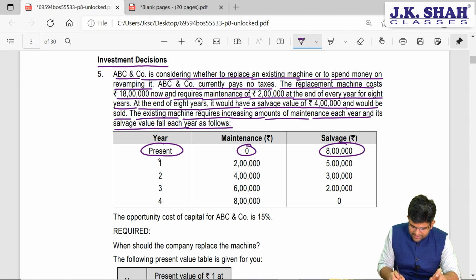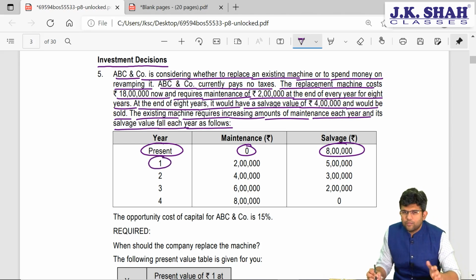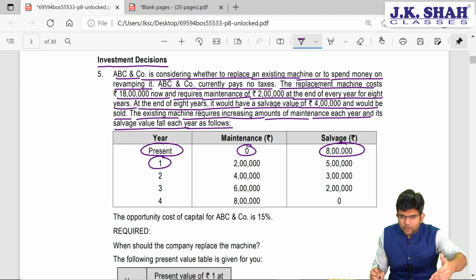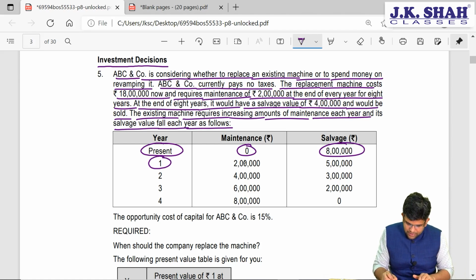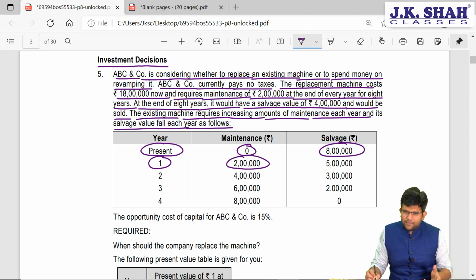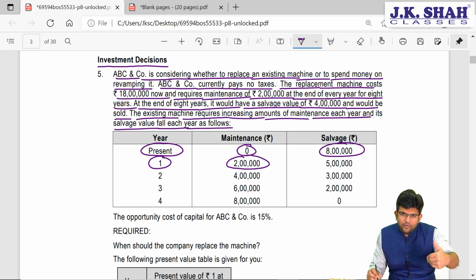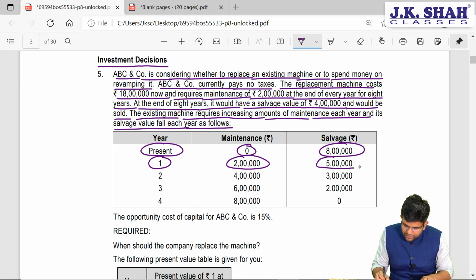However, if you decide to replace the existing machine with the new machine after 1 year from now, then to run the existing machine you will have to do a revamping cost of rupees 2 lakh, that is a maintenance cost of rupees 2 lakh that you have to incur to run the existing machine for 1 more year, and then when you sell it you will be able to get a lower salvage of rupees 5 lakh.